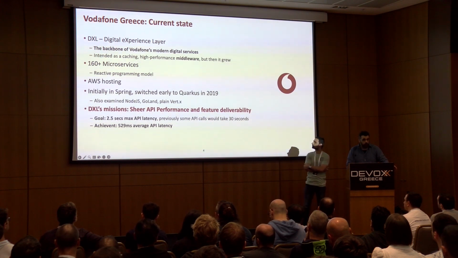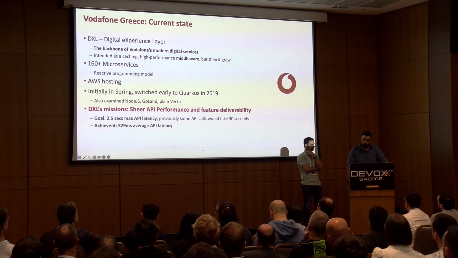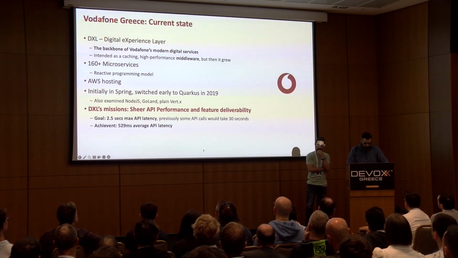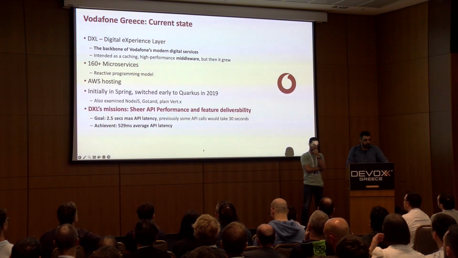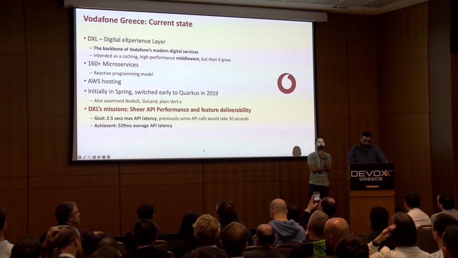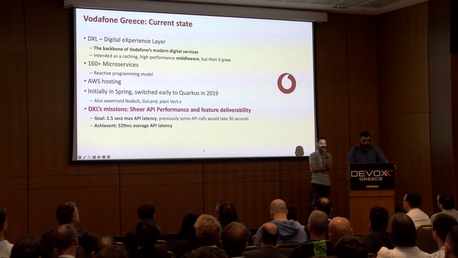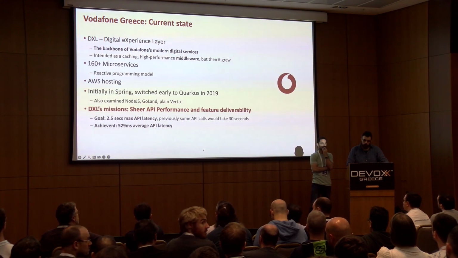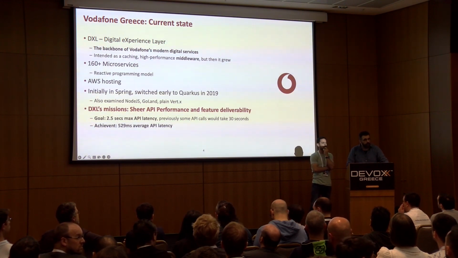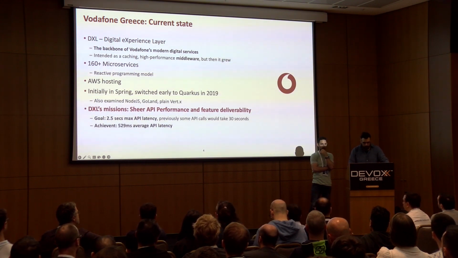We had two goals when we were developing and designing the DXL. First of all, it was sheer API performance. If anything took longer than 2.5 seconds to complete, we would consider it a failure and redesign it again. That was going to be a big improvement, especially since some of the corporate infrastructure that we previously had took approximately 15 to 30 seconds to complete. We have achieved this goal, and not only that, but we also have achieved inside the DXL almost 500 milliseconds of API latency. This is the average, actually.